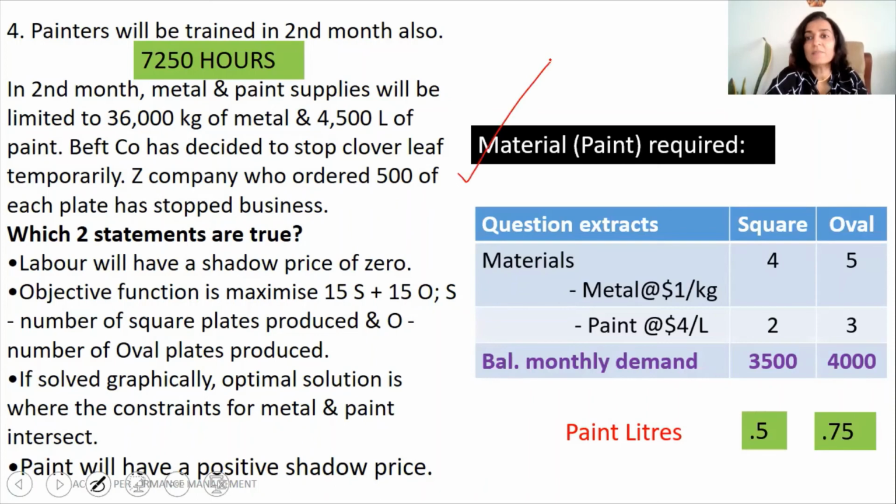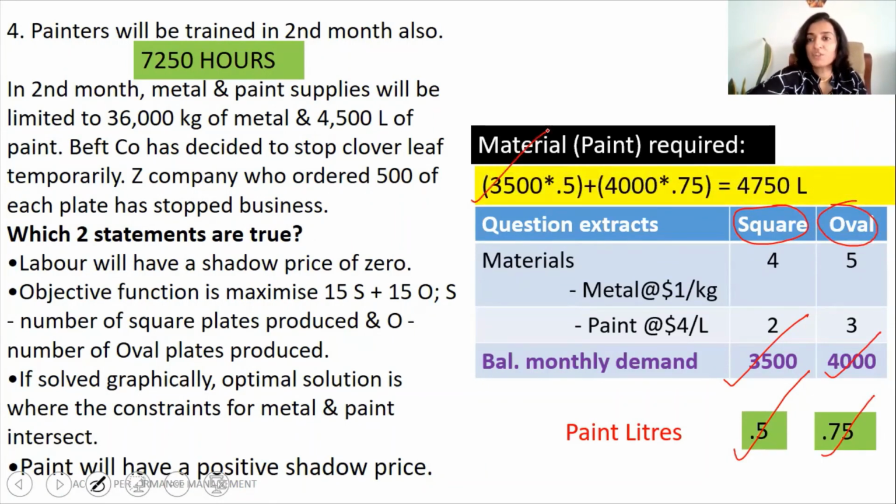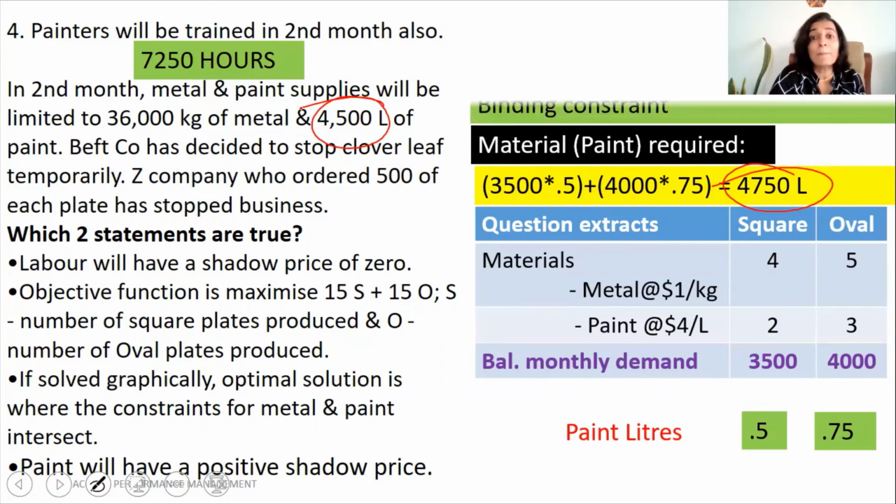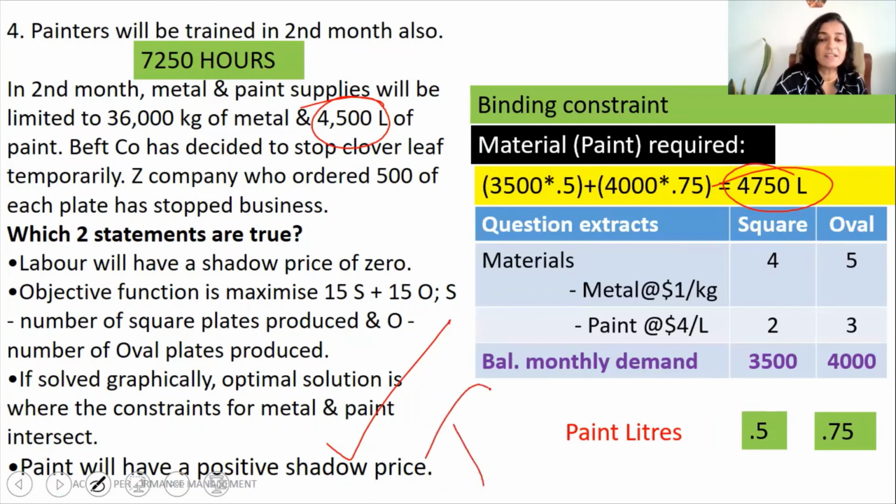Now we will see what is the material of paint which is required for satisfying this monthly demand. So it is 3,500 into 0.5 for square plus 4,000 into 0.75 for oval. So that is what I have written here, which works out to 4,750 liters. So for producing the monthly demand, we need a total of 4,750 liters of paint. How much paint do we have with us? We have just 4,500 liters of paint. It is insufficient, which means that paint is a binding constraint. Binding constraint will definitely have a shadow price because it's a scarce resource. So this statement is true.